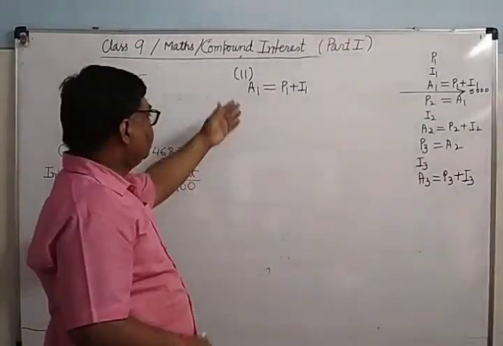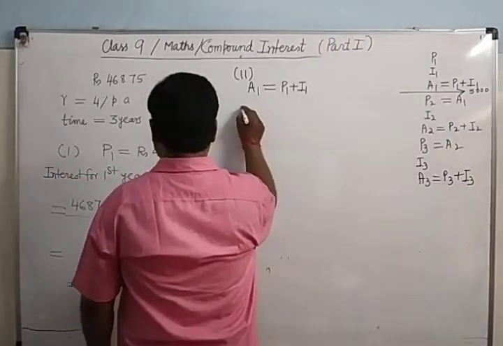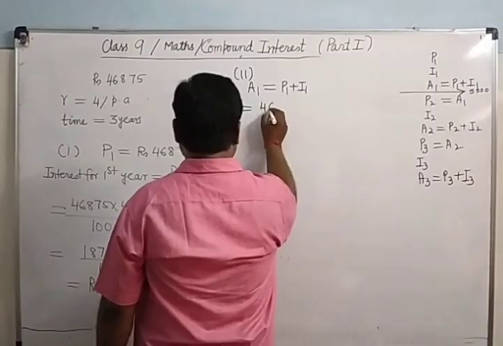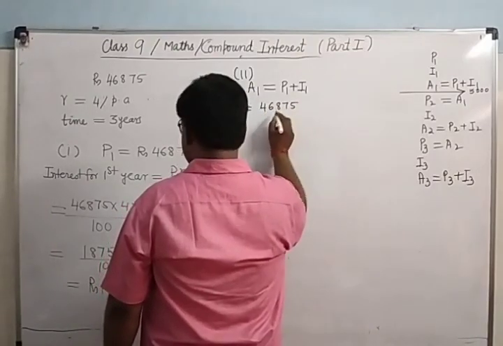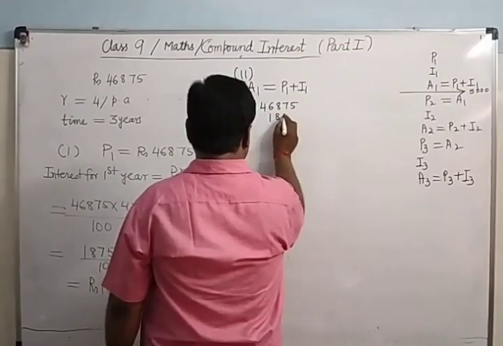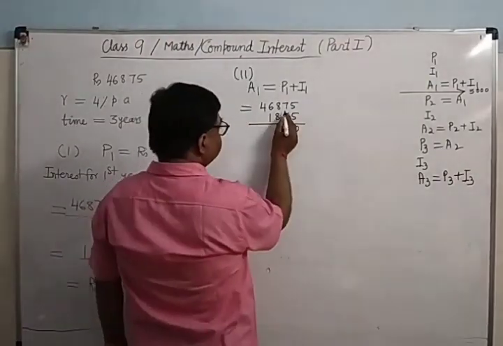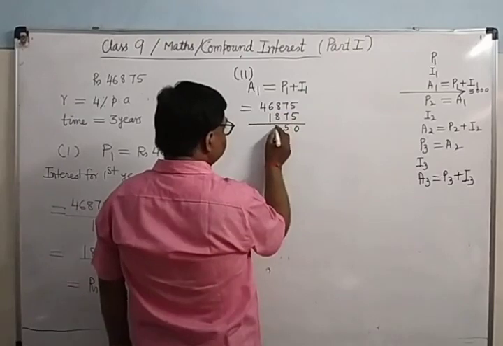So see here, you calculate A1, which is P1 plus I1, that is 46875 plus I1, which is 1875. You can check the calculation also.